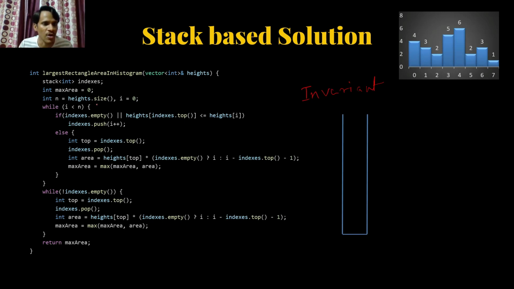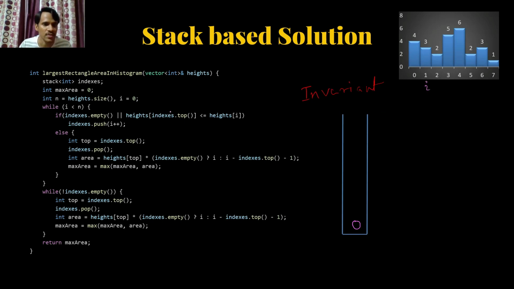n is the number of elements, the number of bars, and i starts from 0, and we will continue till i reaches the end; we'll process all the bars. Okay, so for the first element the stack is empty, so we basically insert the index of the first element here.